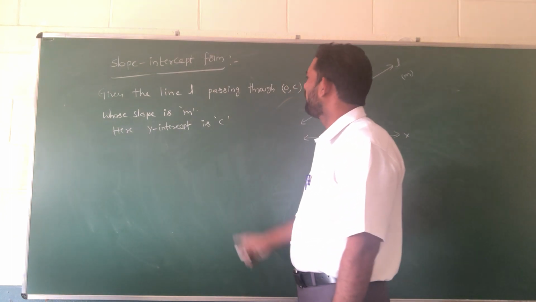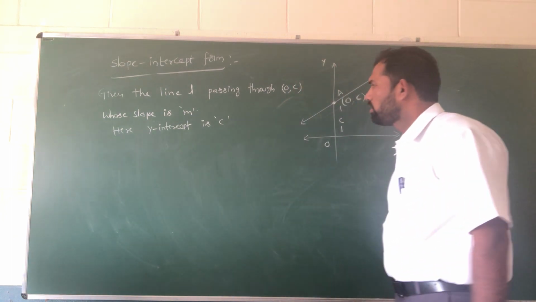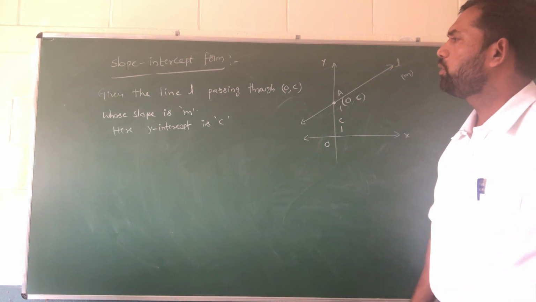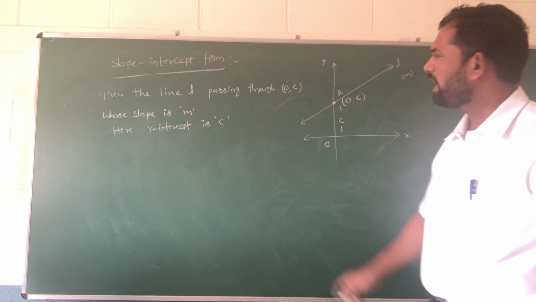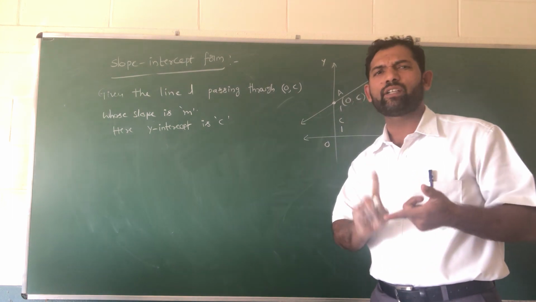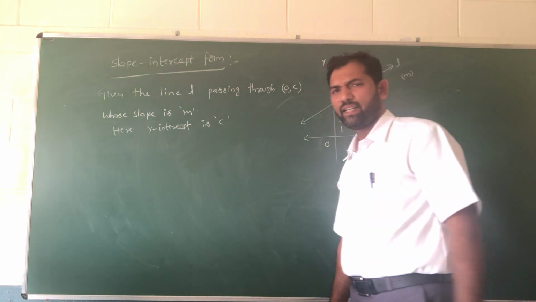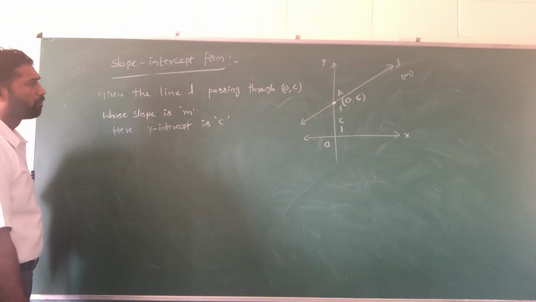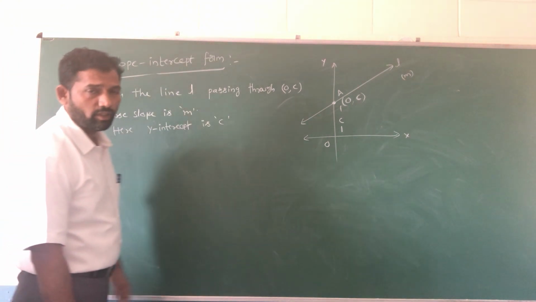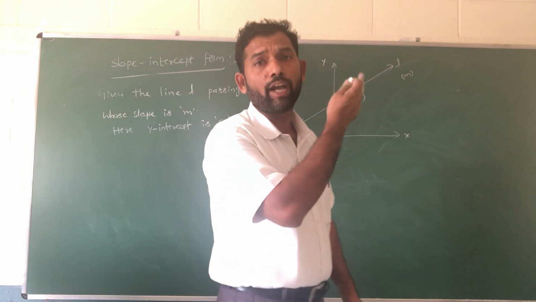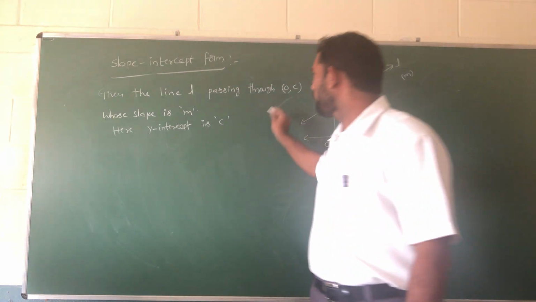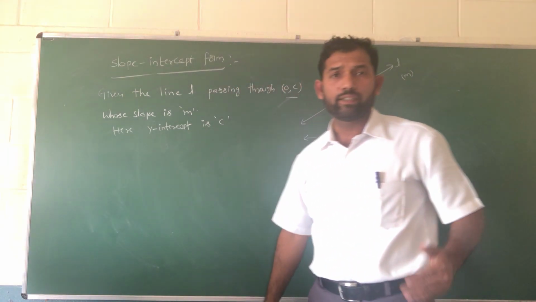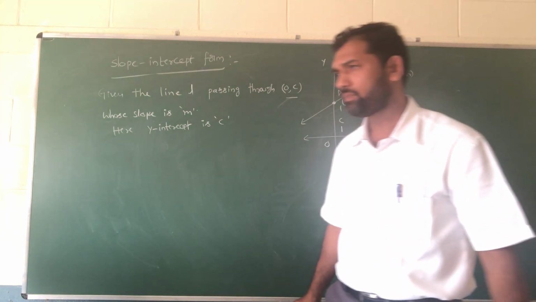Right? The given line L is passing through (0, c), whose slope is m. Okay na? So by seeing this, will you get any idea? Line passing through (0, c) and whose slope is m. So you already have the point-slope form. If you know the point and the slope, then you write the equation of the line.